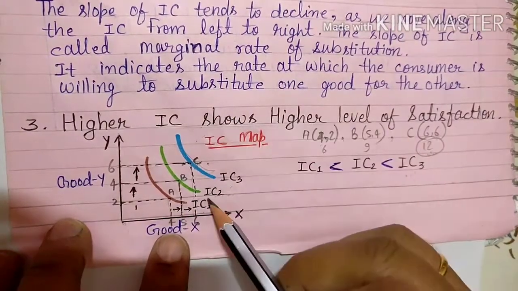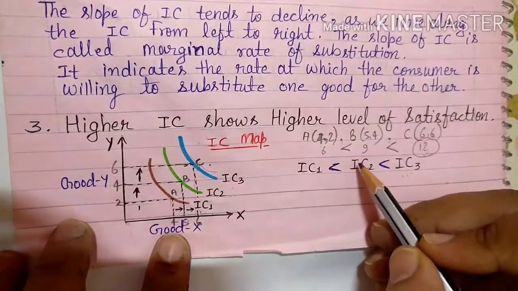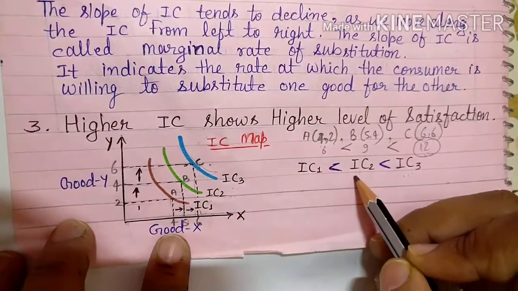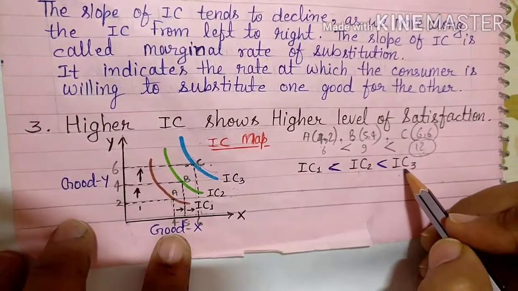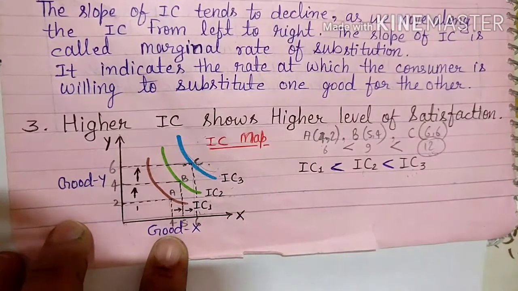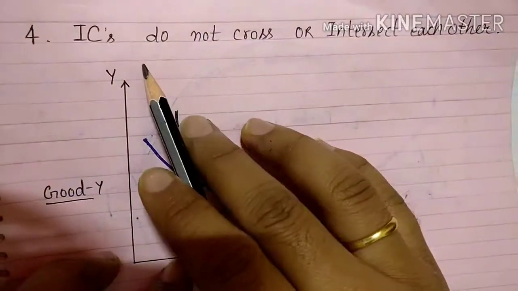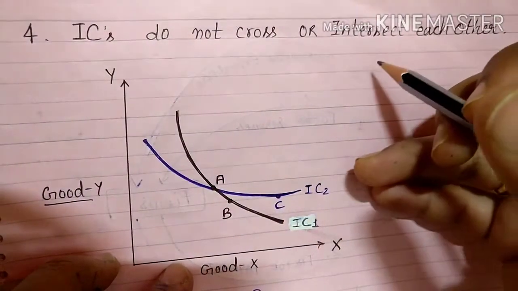If we compare IC2 and IC1, it is 9 and it is 6. It is bigger than this. So here 9 is bigger than 6. Therefore IC2 will give more satisfaction than IC1. But the higher satisfaction will be given by IC3. This is the property: higher IC shows higher level of satisfaction. Now the fourth property says that ICs do not cross, or you can say intersect, each other.